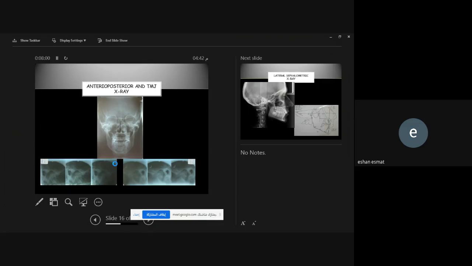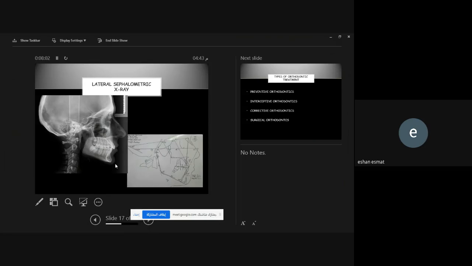Also, we take a lateral cephalometric X-ray. We do tracing for it. We see the position of the incisors, and we check the position of the maxilla to the bone, and the position of the mandible to the bone or to the face.